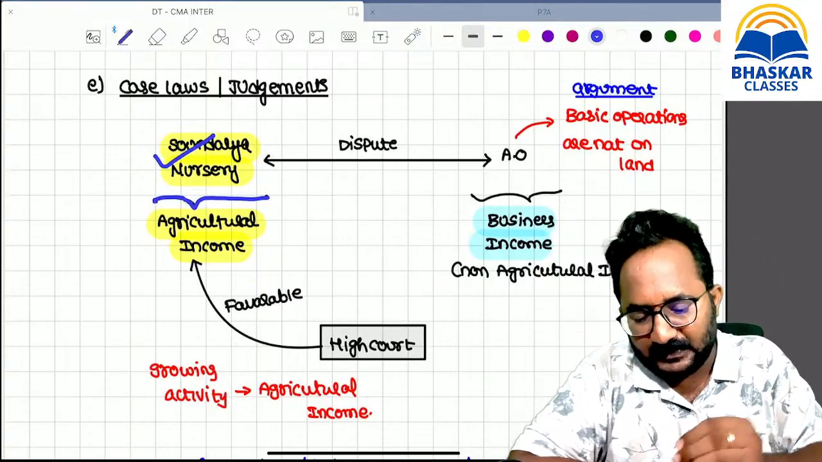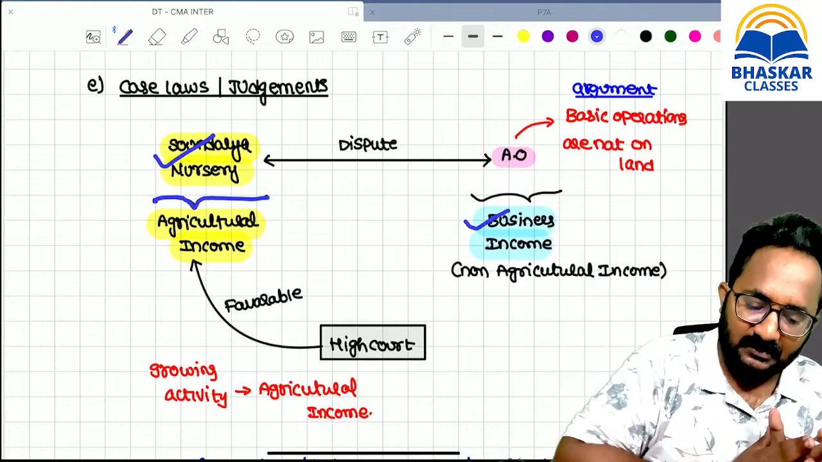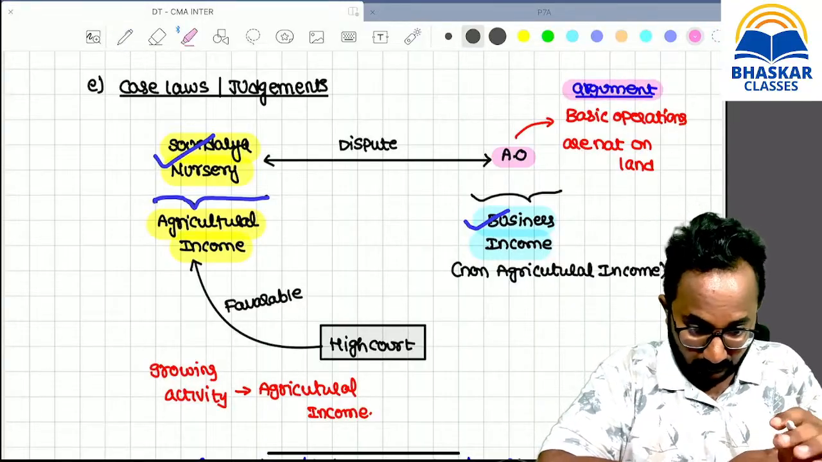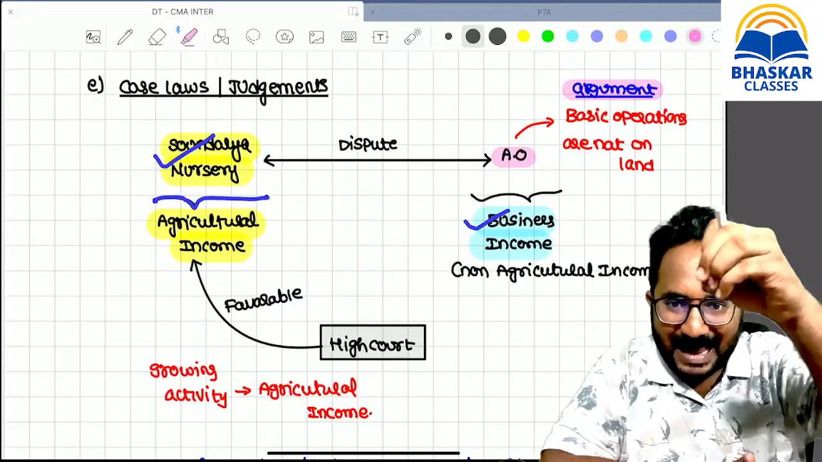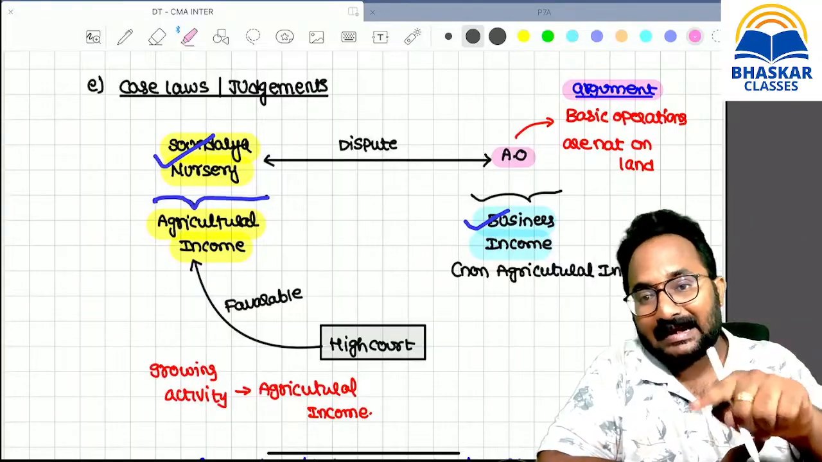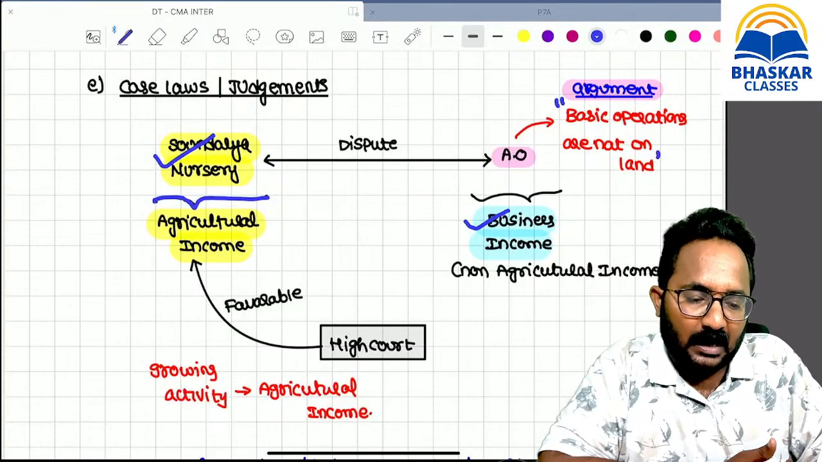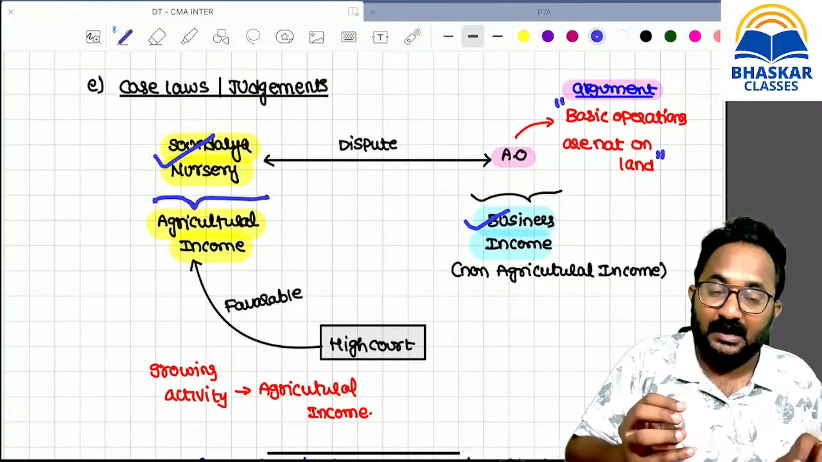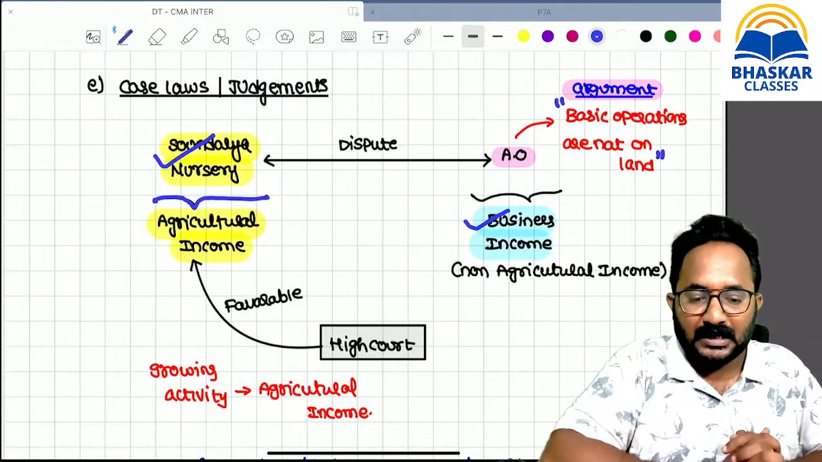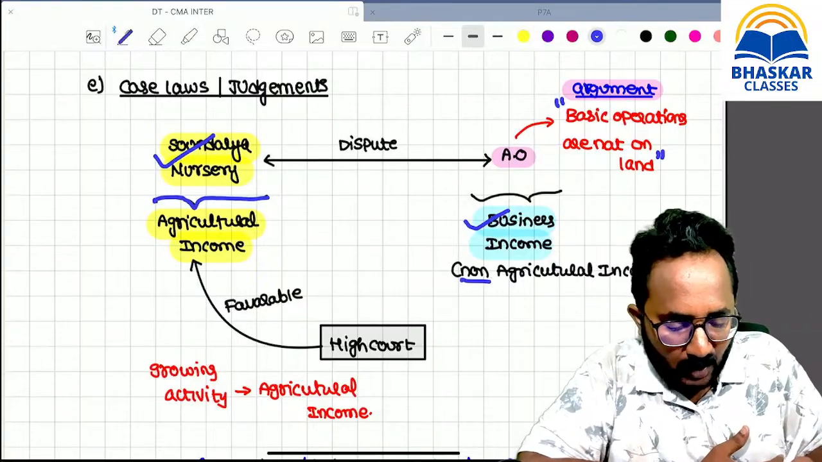But the Assessing Officer says no, this is business income. The department's argument is that basic operations like seeding, sapling and watering, if carried on the land, give agricultural income. But in nurseries, if you observe, all the plants are growing on trays, in plastic covers or in some vessels. That's why the department says it is business income, which is non-agricultural income.